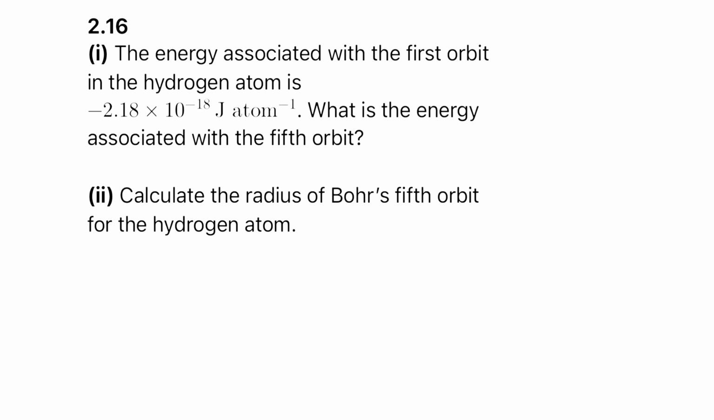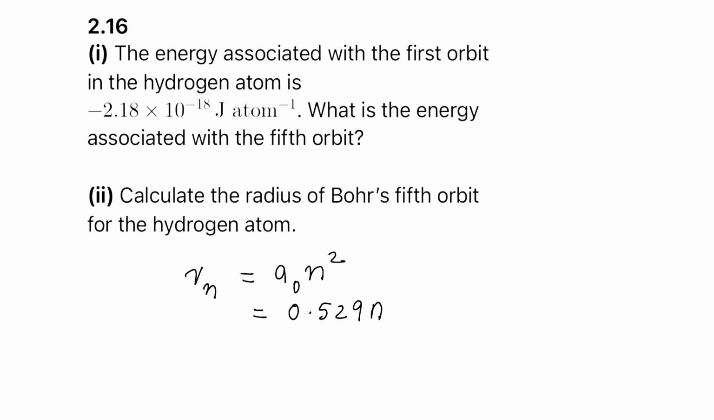See, next question is what? Calculate the radius of the Bohr fifth orbit for the hydrogen atom. Again, direct equation. Radius of the nth orbit. What is the equation? The equation is a0, or you can say r0, n square. Now, what is the a0 value?